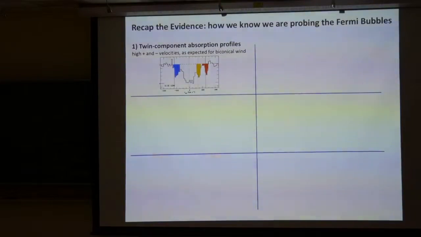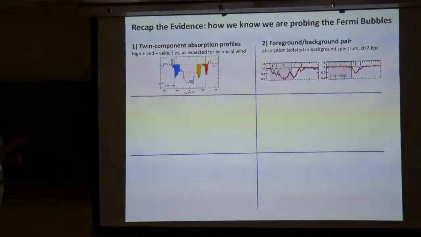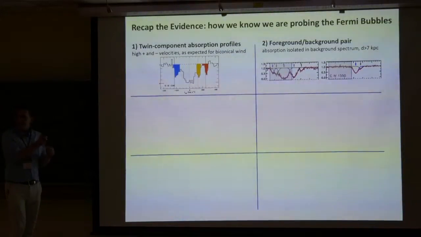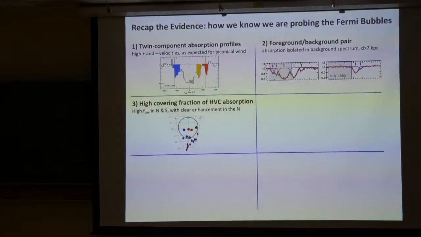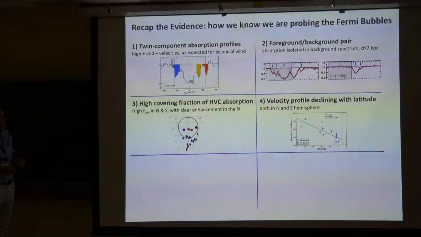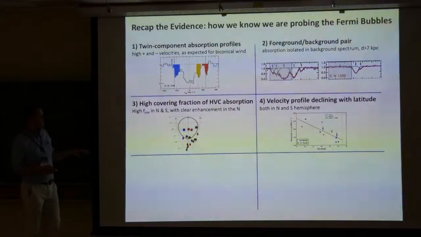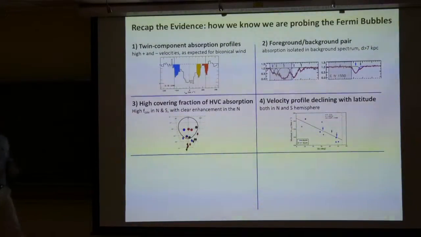So we have, number one, these multiple component absorption profiles, where it looks like we're seeing gas on the front side and the back side. We have these pairs of sightlines, particularly this one, which is very closely projected, and we can isolate where the gas is in velocity and therefore in distance. We have high covering fractions of absorption, and in the north, and in particular, we have this enhancement against a very low background.